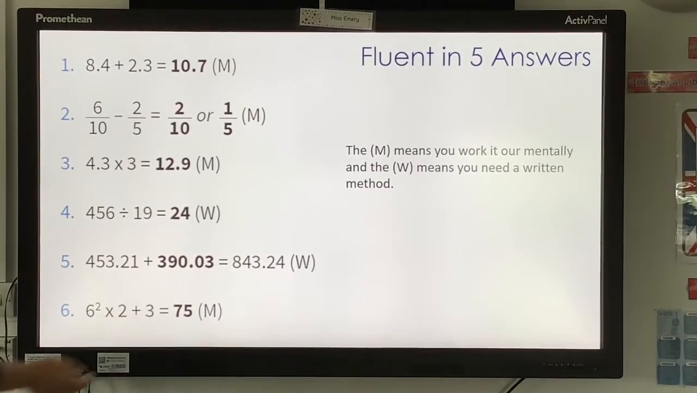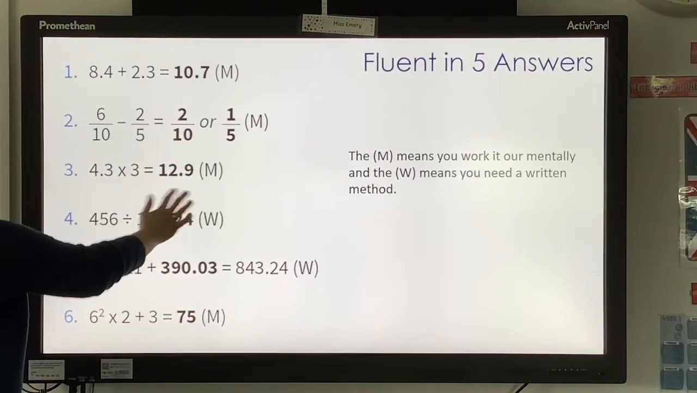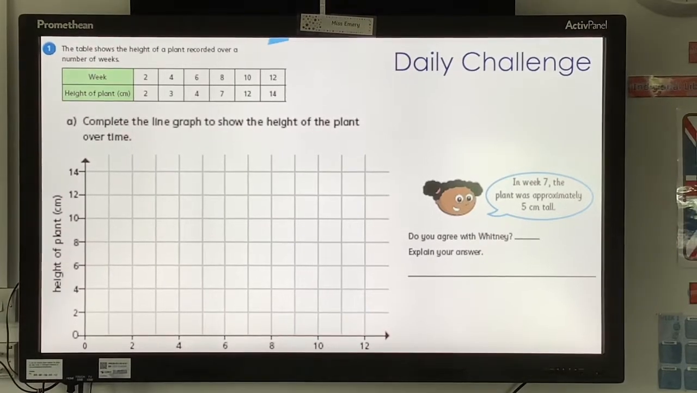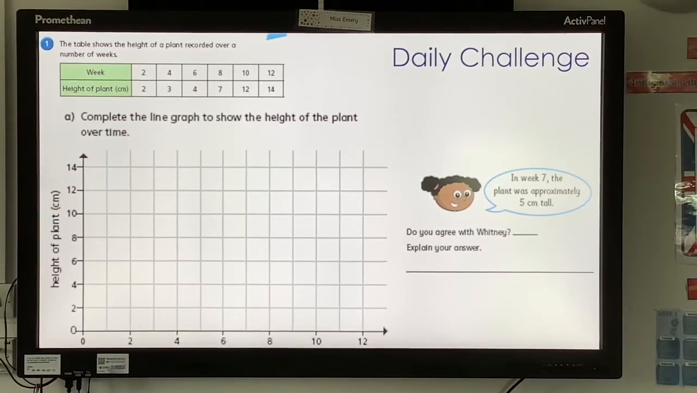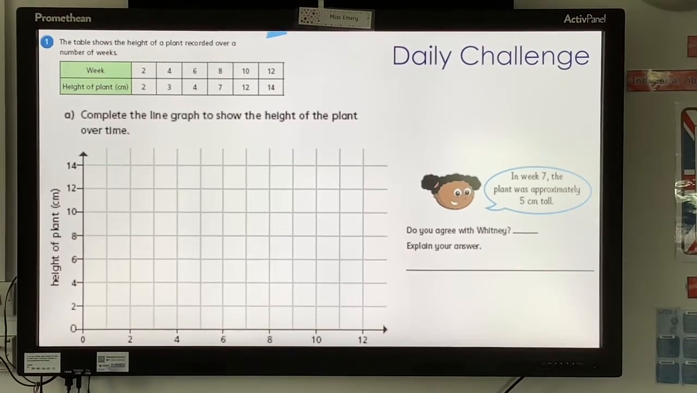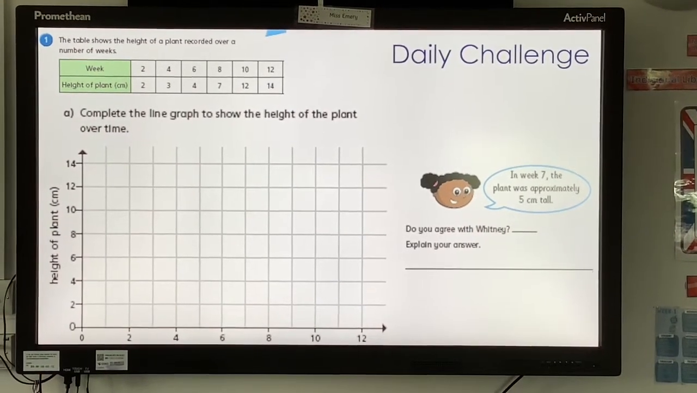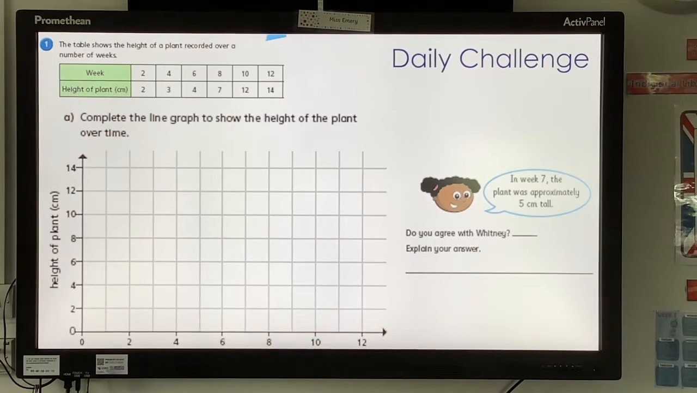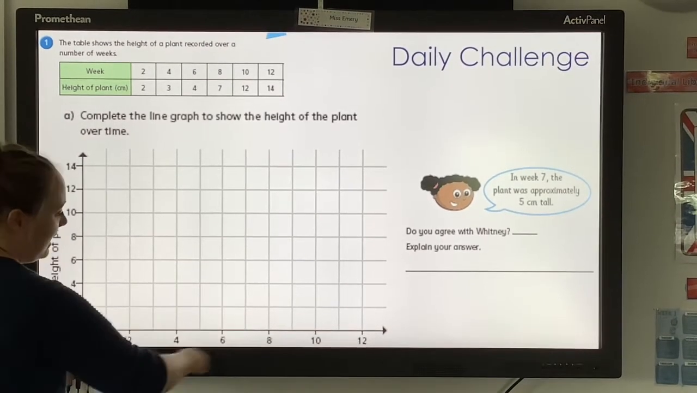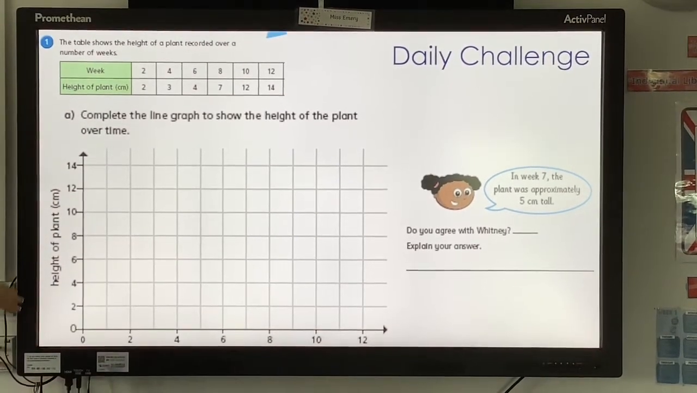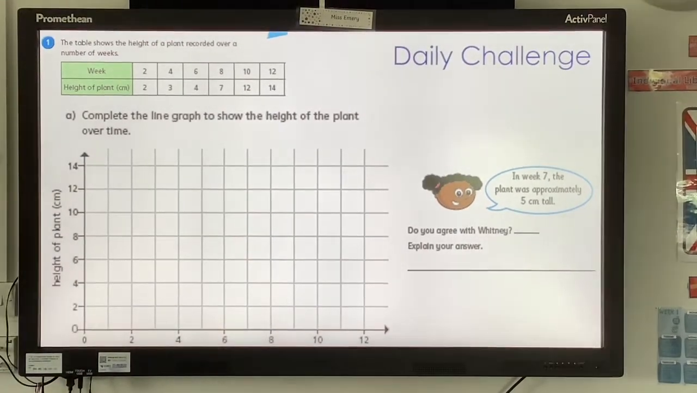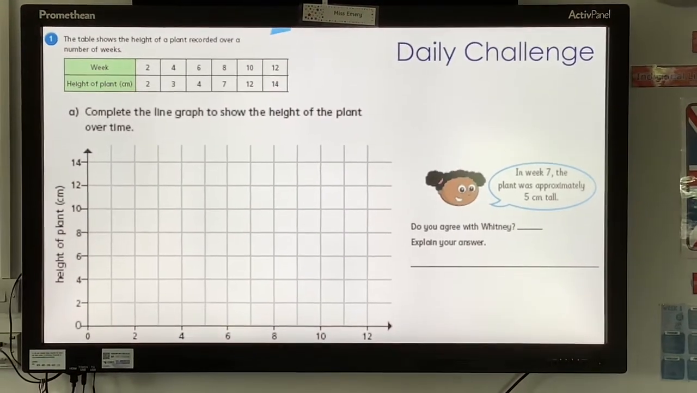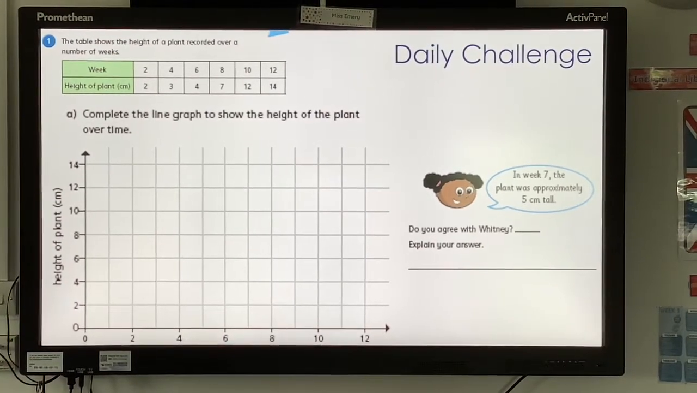So, today's problems. The table shows the height of a plant recorded over a number of weeks. Complete the line graph to show the height of the plant at different times. Now, I appreciate on the slide here you can't see what this axis is labelled as. However, this one is labelled as height of the plant, so you know this one is weeks because it's the one left. So look at your data, have a go at plotting it.